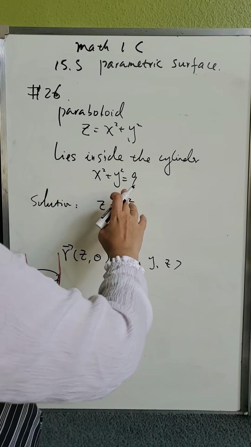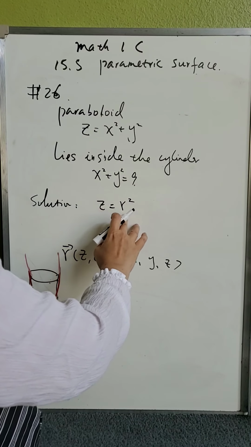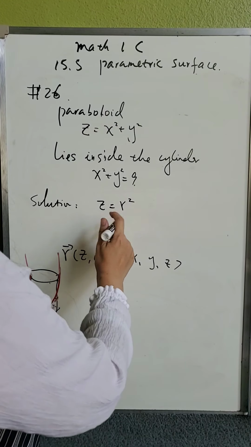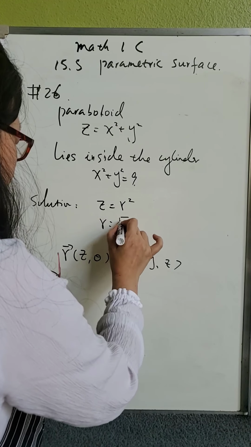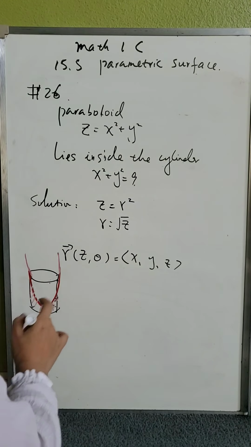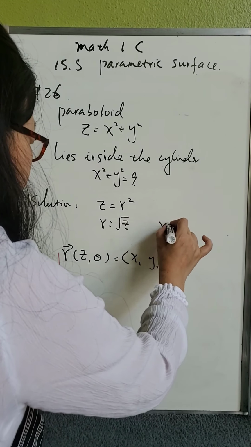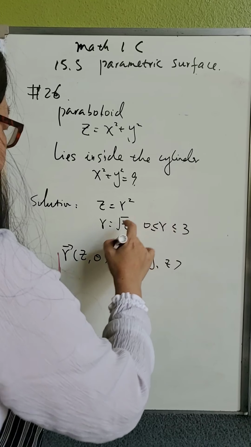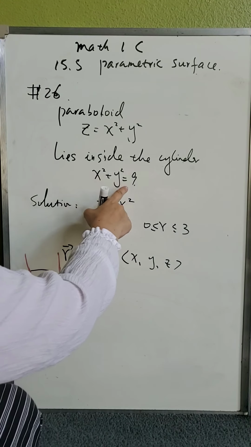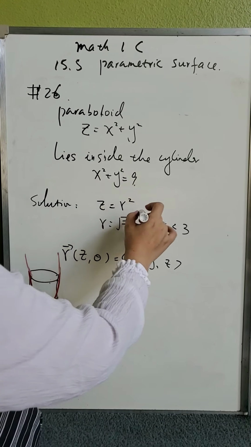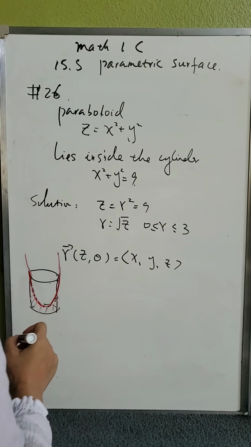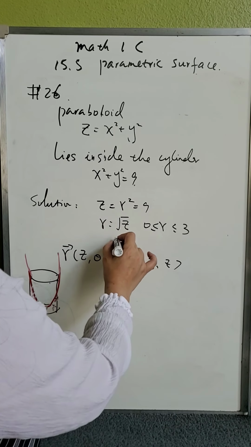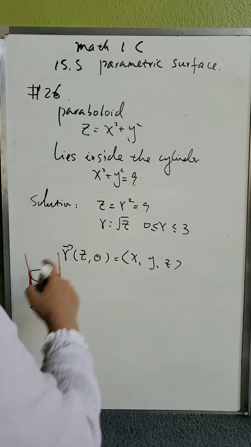So that means that z is equal to r squared. And then your r is between what? Your r is equal to square root z. And your r is between 0 to 3. Because r squared equals what? 9, is that right? So this is equal to 9. Okay? So r is just equal to what? Square root z, so equal to 3. So between 0 to 3.